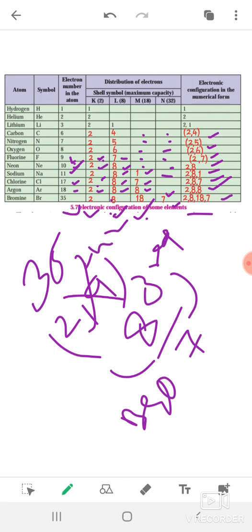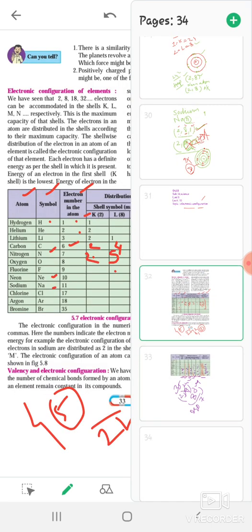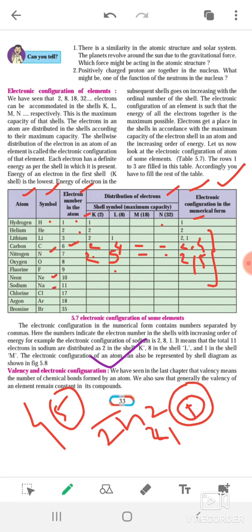So the table is completed here, and you can also do more examples, because there are lots of elements. I hope you understood this much. The electronic configuration is completed here. Now we will see the next point, that is valency, in our next lecture.